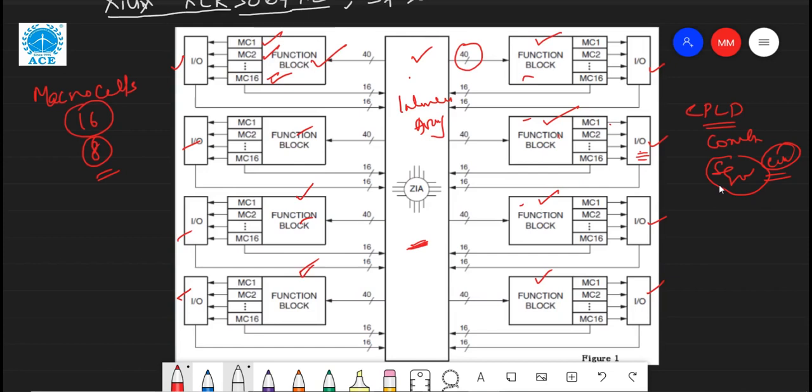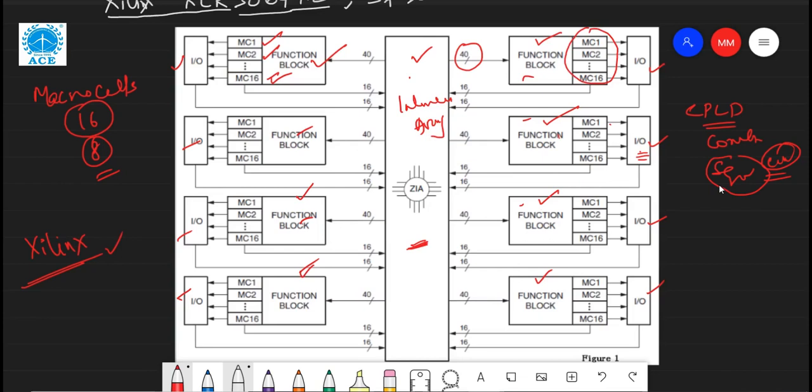So this is the basic structure of Xilinx, one of the model architectures of the CPLD, right? So let us see the macro cells: what is the macro cell functionality and how it works. Got the point here? So this is the basic function.